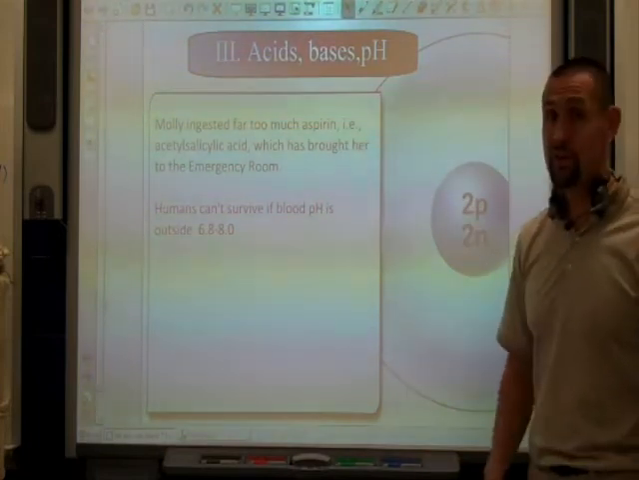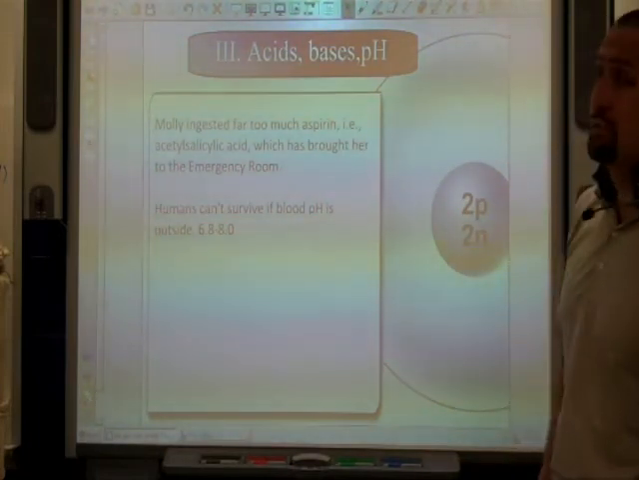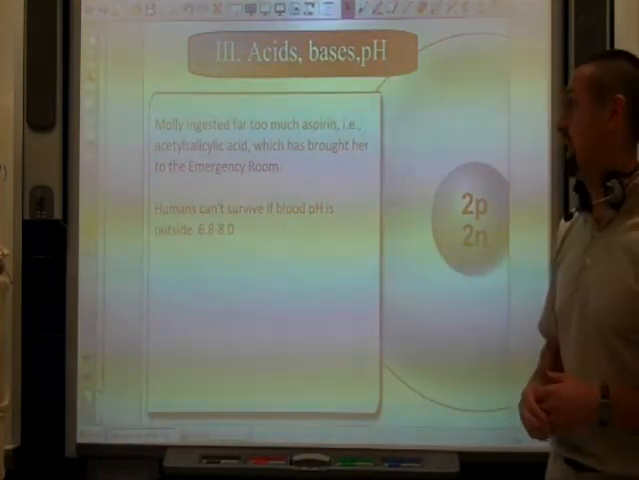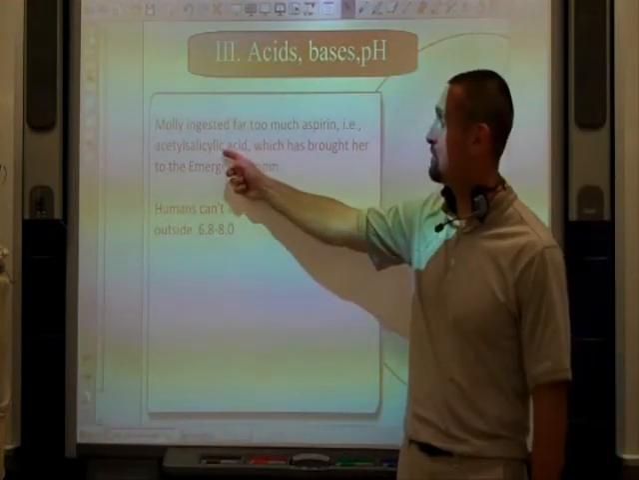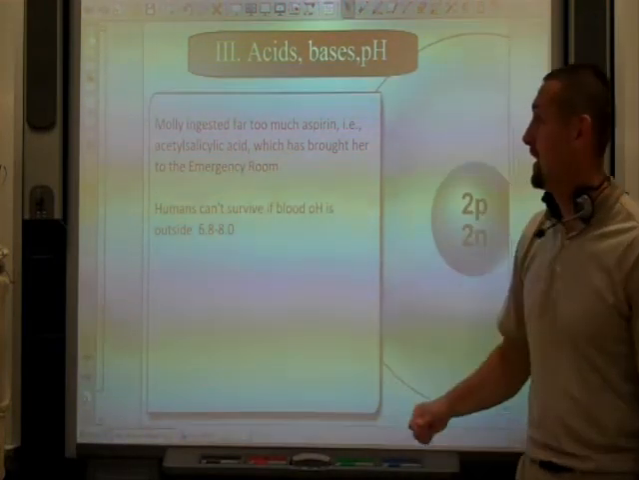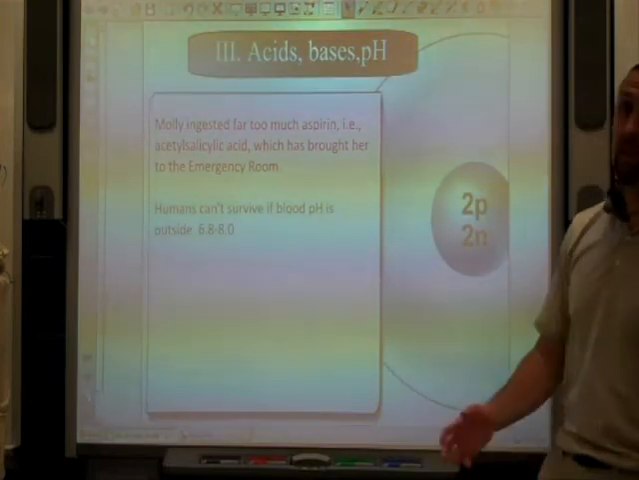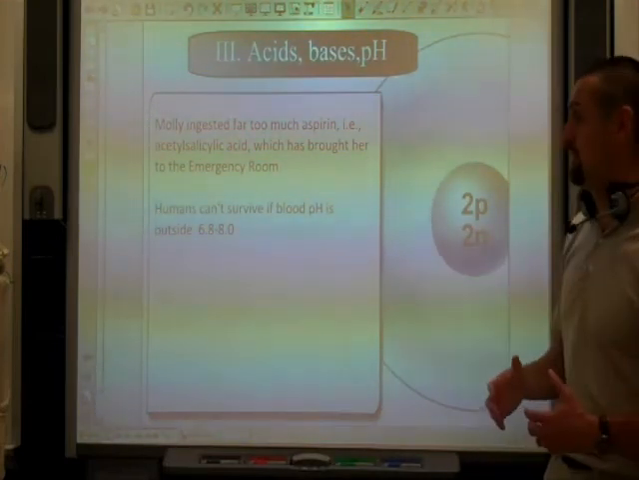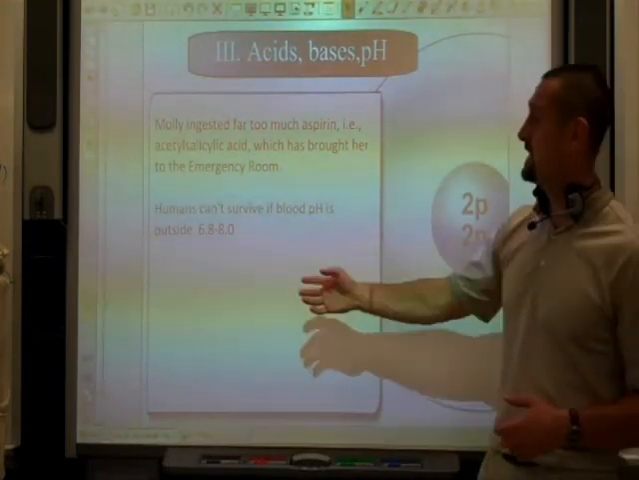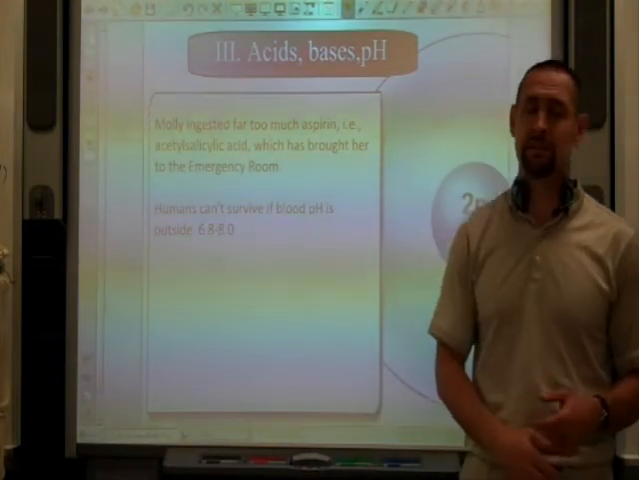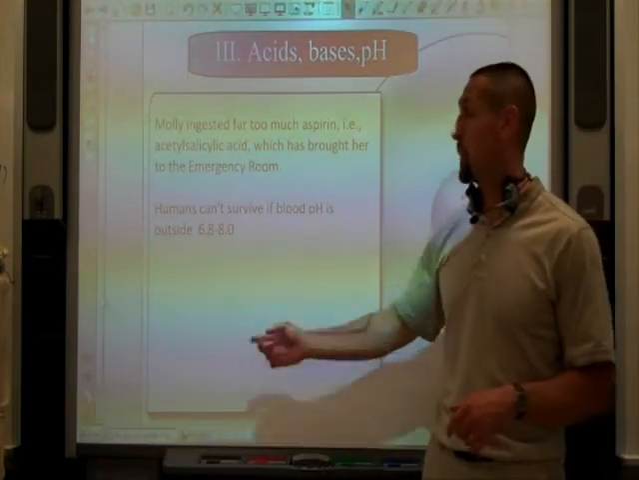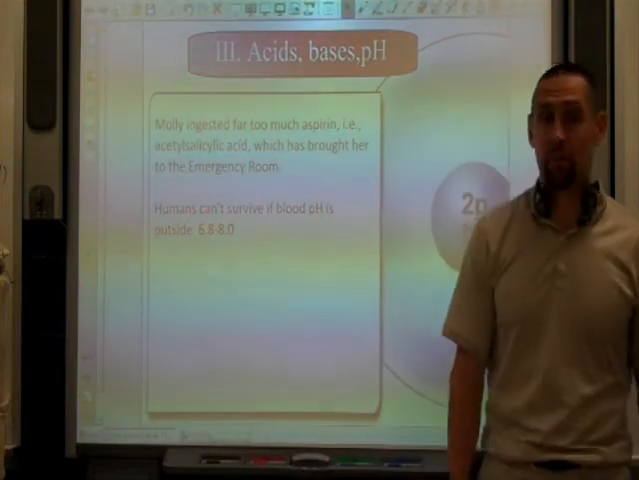So Molly, the 3-year-old, has ingested way too much aspirin. The problem is that the aspirin is an acid, and that's brought her to the emergency room because her blood pH levels have now dropped. And we can't survive if our blood pH levels get below 6.8 or over 8.0.